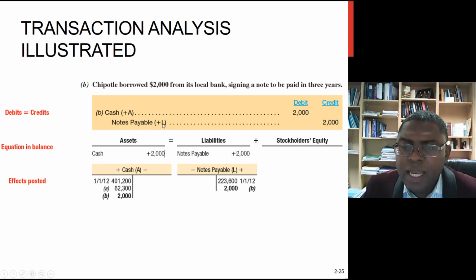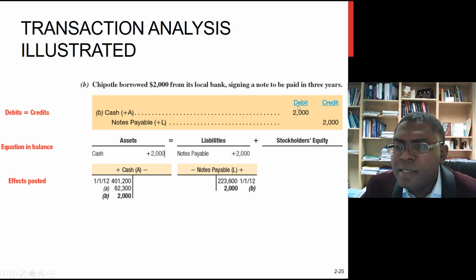Notes payable is a liability. Increases in liability take a credit balance. So we'll indent it slightly from cash. We'll write it out. Notes payable, liability is increasing, plus L, and that ends up with a credit balance. Then we had seen that the balance sheet equation balances. So there is an increase in the left-hand side, equivalent increase in the right-hand side.